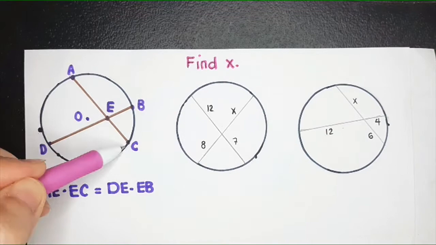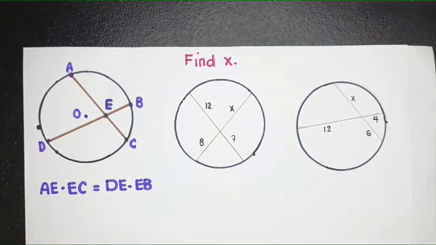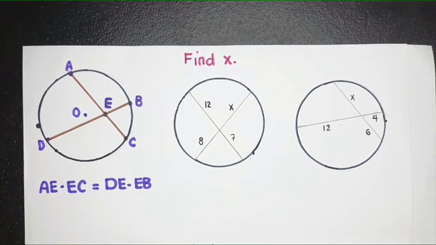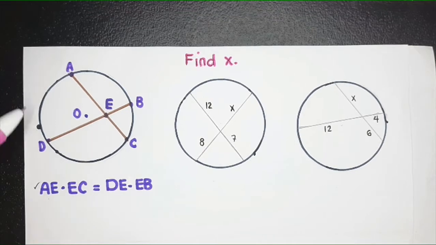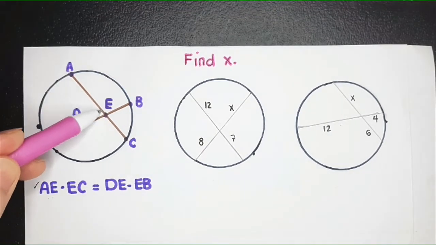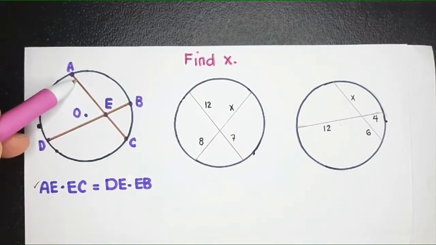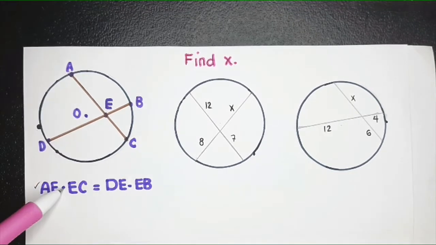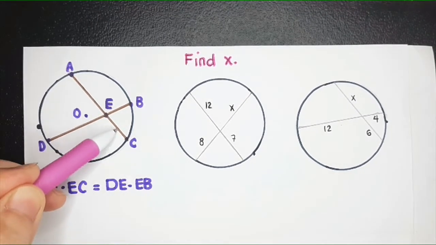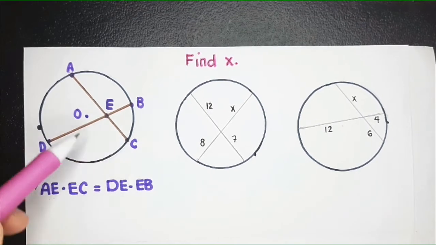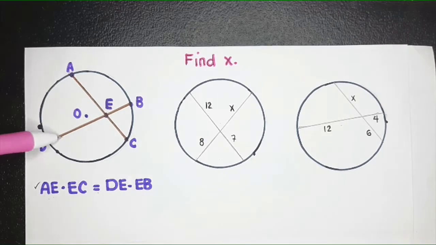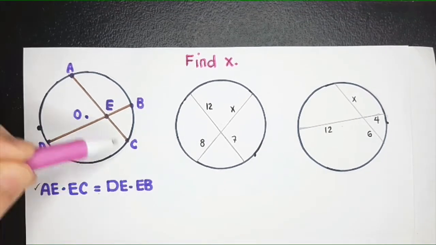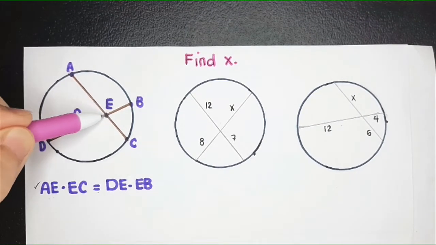So, we have here intersecting chords. Ngayon, ang sinasabi sa theorem, eto. Anong ibig sabihin nito? The length of AE, where is that? Here. AE. The length of this line segment, AE, times the length of this line segment, EC, is equal to the length of DE, line segment DE, times the length of the line segment EB.